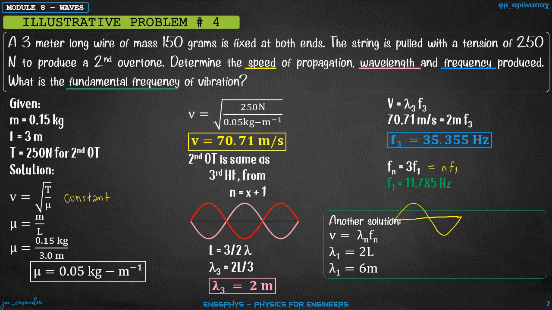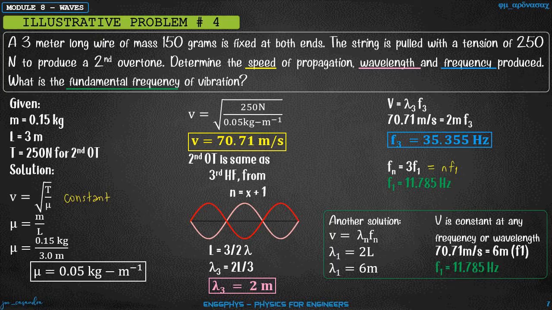So another solution, you can solve for V is equal to the wavelength times Fn, wherein the wavelength now is equal to 2 times L from our discussion. So the wavelength now is equal to 6 meters. So V is constant at any frequency or at any wavelength. So we'll have 70.71 is equal to 6 meters times F1, or F1 now is equal to 11.785 Hertz. So it is of the same value. So any will do. But this is the shorter version. Okay?